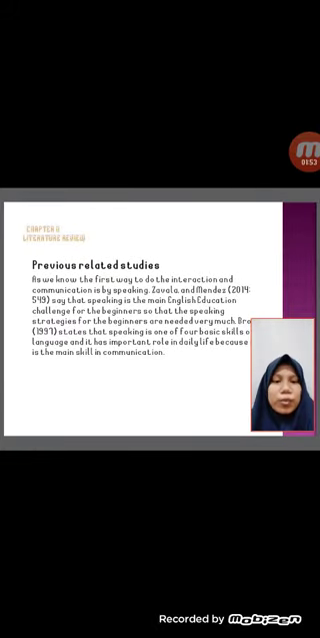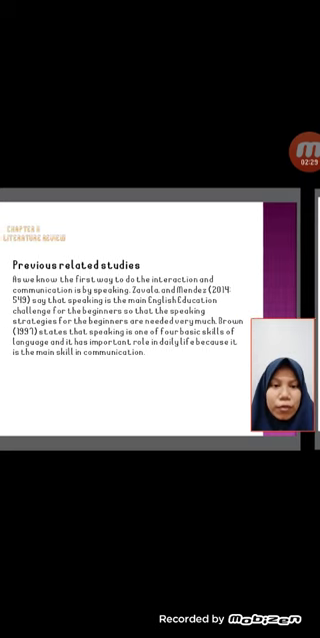And in chapter 2, about the literature review, in previous related studies. As we know, the first way to do interaction and communication is speaking. Zavalas and Mandas in 2014 say that speaking is the main English education challenge for beginners, so speaking strategies for beginners are needed very much.